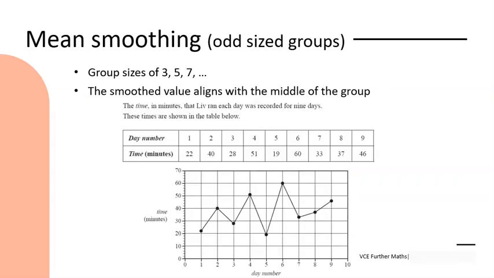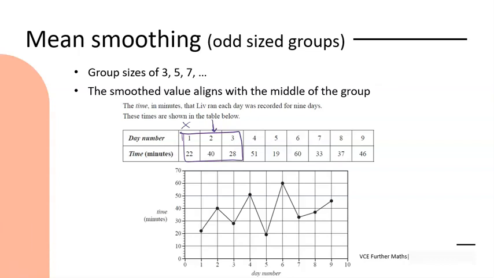So firstly, we're going to look at what we do when we're smoothing odd-sized groups of data. That means we're smoothing groups of 3 points, 5 points, 7 points, and so on. When we smooth an odd-sized group of data, the smoothed value aligns with the middle time code in the group. So for example, if I was to smooth days 1, 2, and 3 in this data, my answer would line up with day 2. And so that does mean that we have no data value for day number 1, because it's not possible to form a group of 3 data points around day 1, or day 1 being centered.